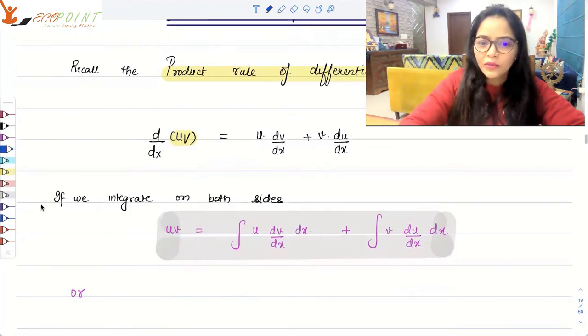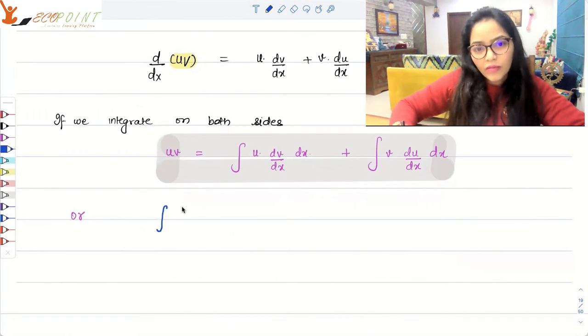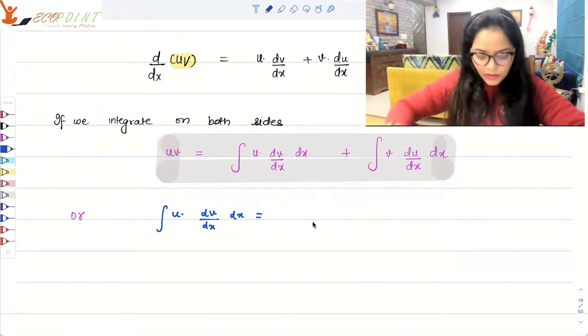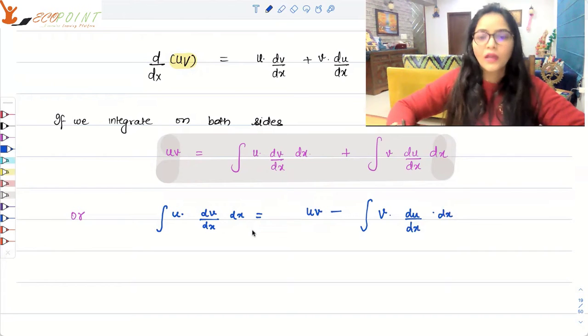Or what I can do is I can just rewrite this. So we are talking about integral of u into dv upon dx is equal to uv minus integral v into du upon dx. So I can rewrite and write it like this also, right?